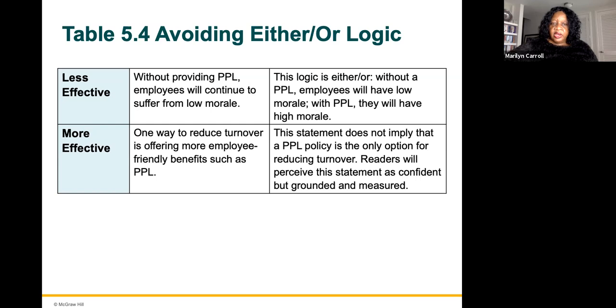More effective: "One way to reduce turnover is offering more employee-friendly benefits, such as PPL." This statement does not imply that a PPL policy is the only option for reducing turnover. Readers will perceive this statement as confident but grounded and measured.